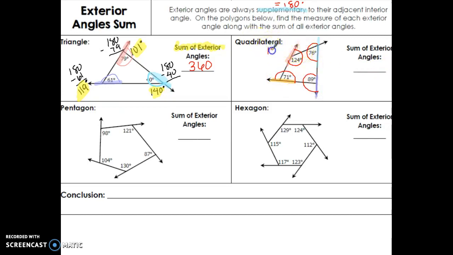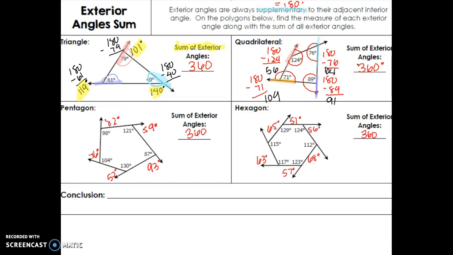So we would do 180 minus 124, 180 minus 76, 180 minus 89, and then 180 minus 71. I encourage you to pause this video, give all of these a try, and then come back and add them up for the sum of exterior angles, and I'll check back with you in a second. So hopefully you gave these a shot on your own, and these are the angles that you should have gotten.